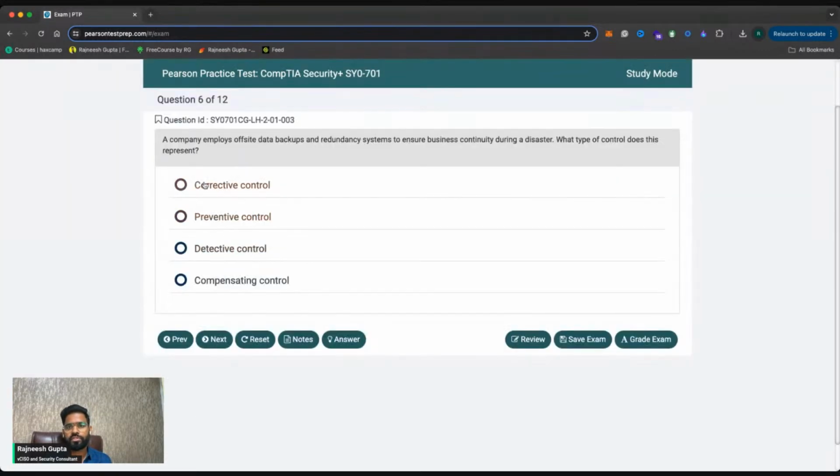Let's go back to our question. The company employs the offsite data backup. What's the right answer, guys? Tell me quickly in the chat. Make it really quick.